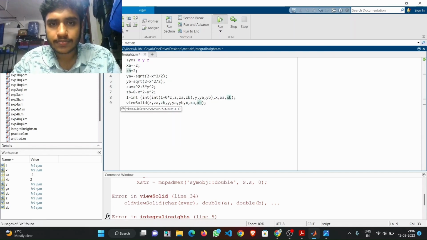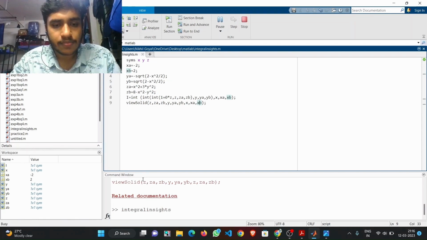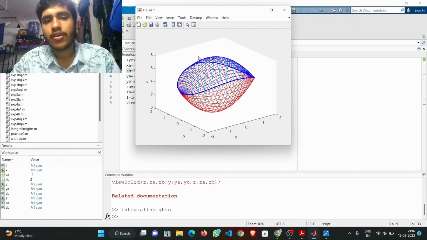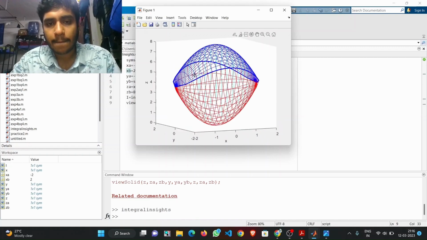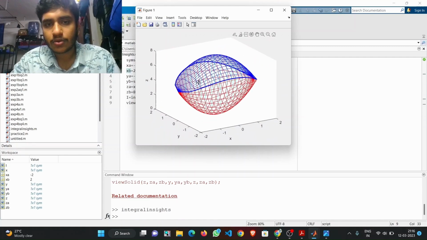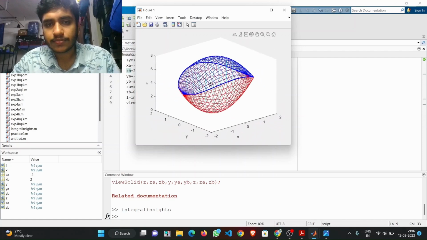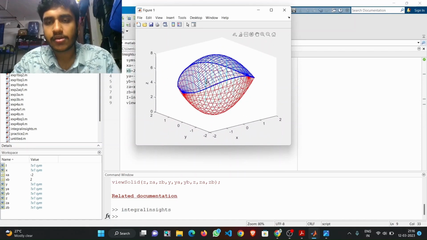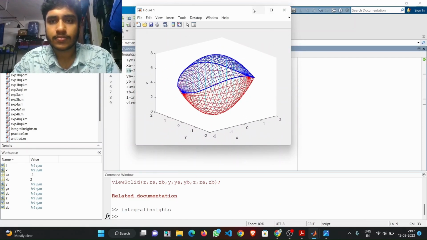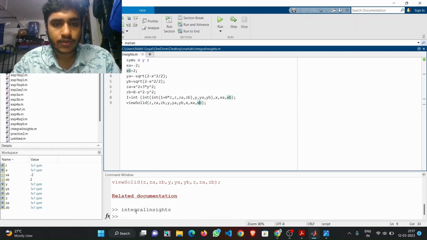Now we got the graph, that is how the solid will look. These are the two surfaces, this is the solid. This is just way better than doing it on a TV. And this is the output we got.